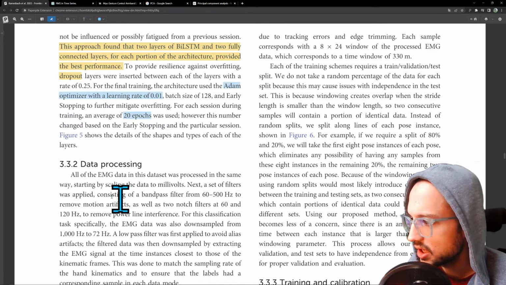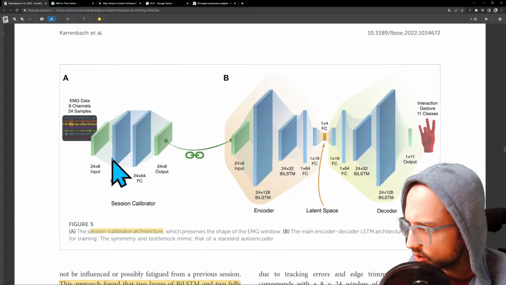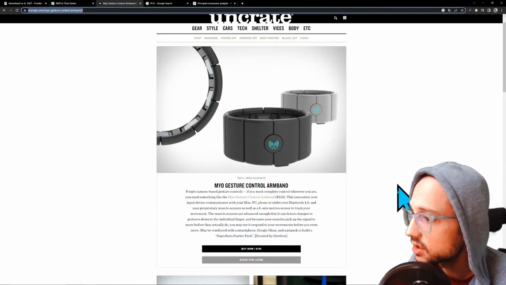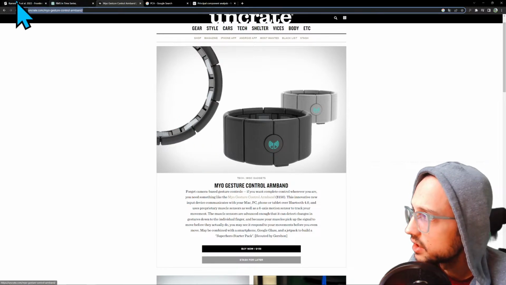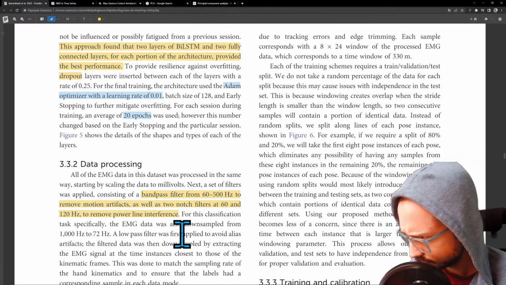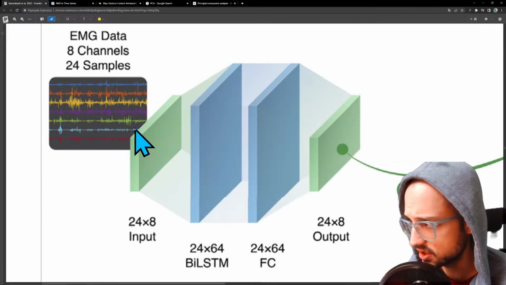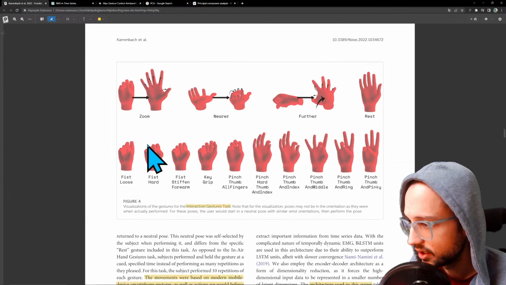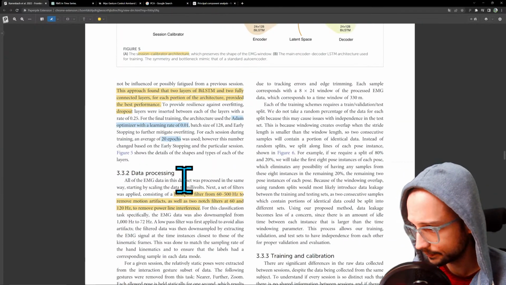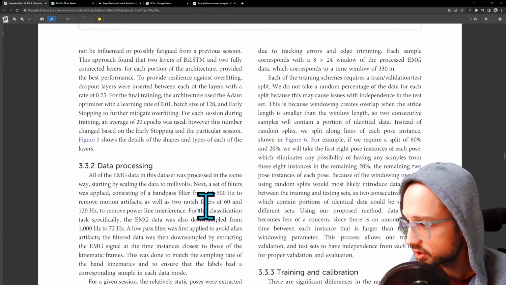Set of filters was applied. So they have a bandpass filter and then 2 notch filters. So what does a filter mean in this case? This is the raw data that's coming from these EMGs here, right? Each of these little sensors here is producing one of these channels. So there's 8 sensors, so there's 8 channels. And that channel is going to be noisy, so you can apply different filters that will clean out some of the noise in that signal. That's what they're describing here.